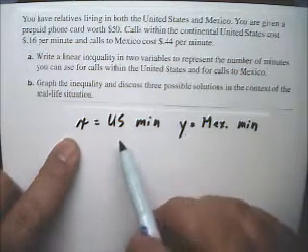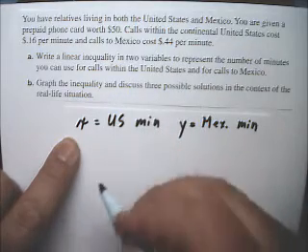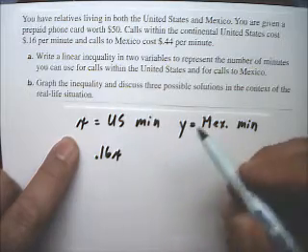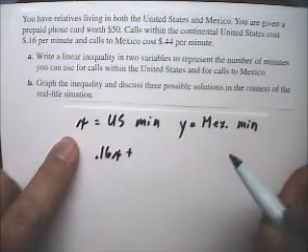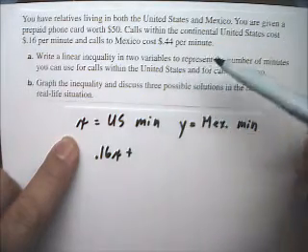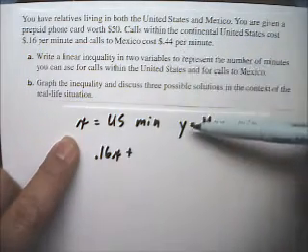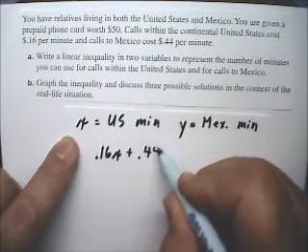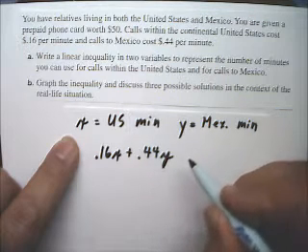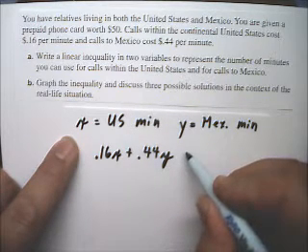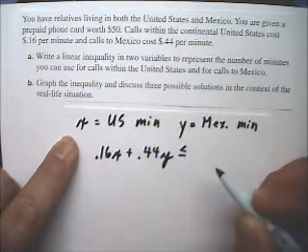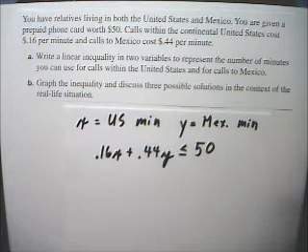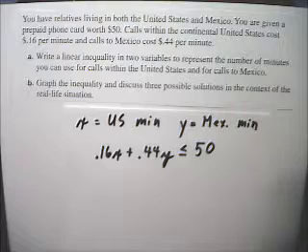So the number of United States minutes is going to be multiplied times 0.16. So that'll be 0.16x, and we're going to add to that the amount of money we spend on Mexican minutes, which would be 0.44y. And that together has got to be less than or equal to $50. Okay, so there's our inequality.